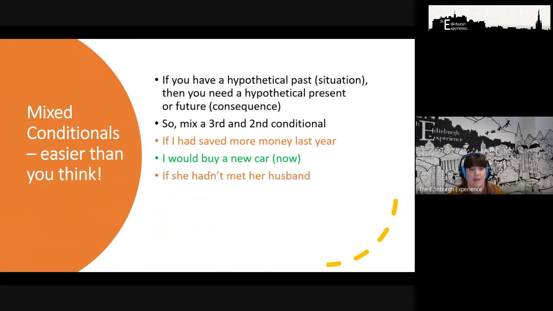Okay. If she hadn't met her husband in the past, she would still be single now. Okay. So if she hadn't met her husband, she did meet her husband. This is our hypothetical past situation. She would still be single now. Now she isn't single in reality. Yep, this is our hypothetical present.